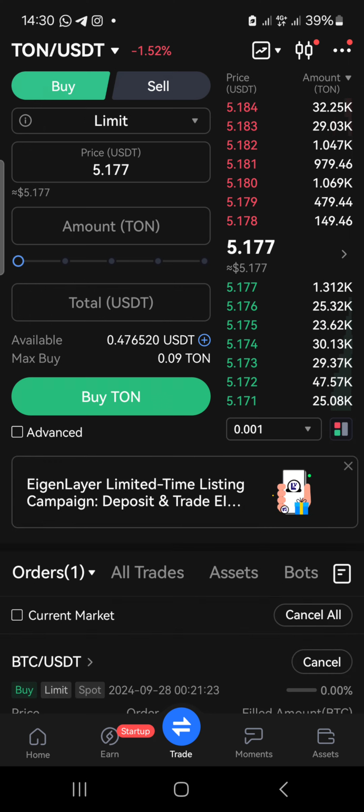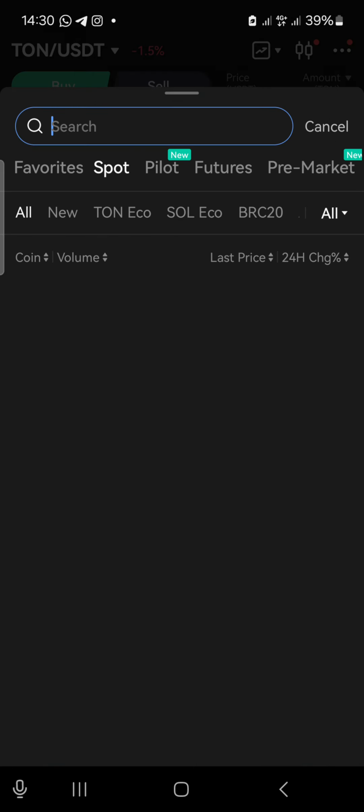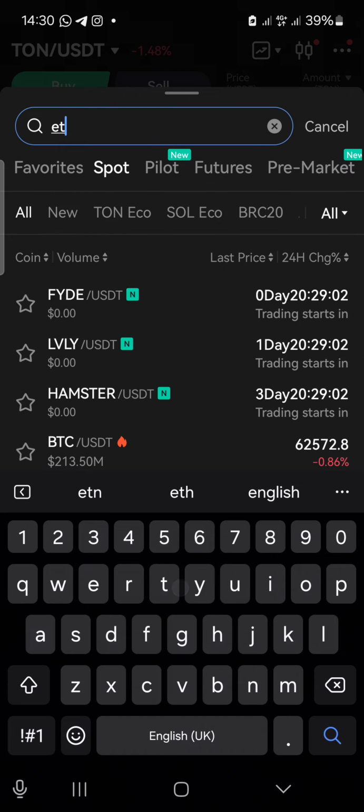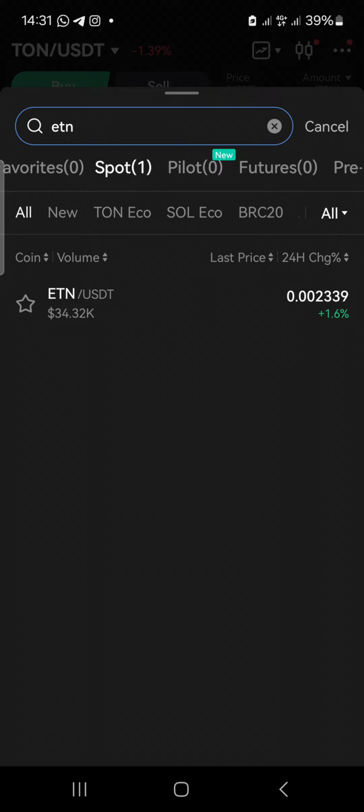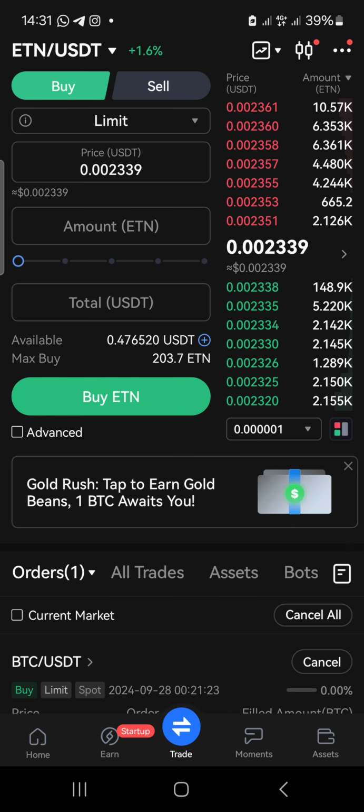But TON USDT is not what I want to trade. I've used TON USDT for the Binance trading demo and for the ByBit trading demo. Now I want to use something different, ETN. Is this even a signal to you guys? I don't know. You may see it as a signal. You may go and buy ETN if you want. It's not financial advice, but it's a huge project, very huge. So I typed ETN, and what I want to trade is ETN USDT. So click ETN USDT.